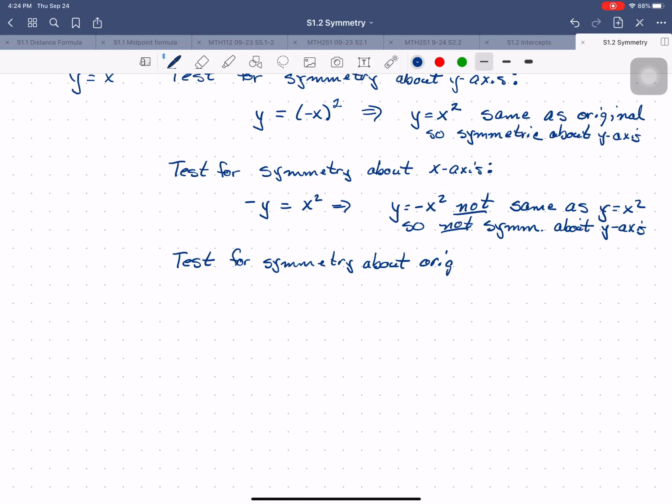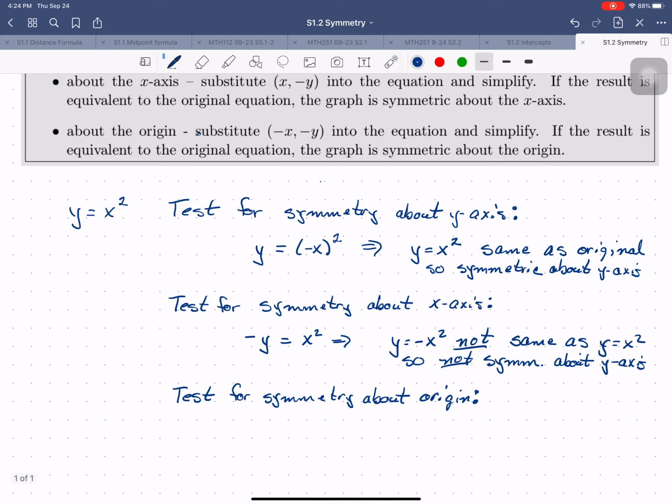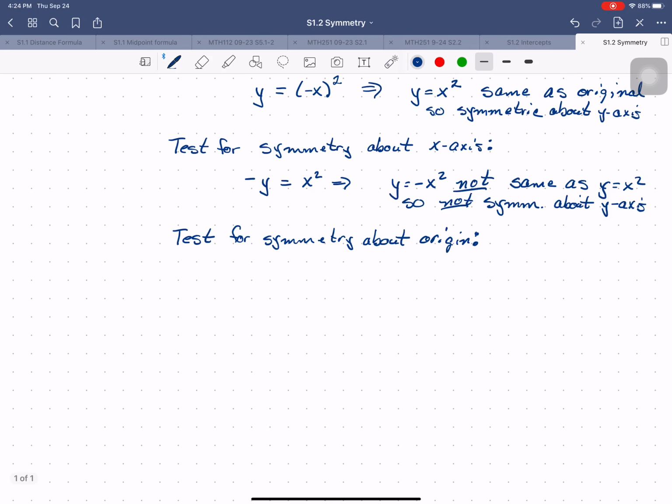But we're going to do it anyway. Symmetry around the origin says to replace x with negative x and y with negative y. So we're simplifying negative y equals negative x squared. We're going to simplify this. We get negative y equals x squared, which simplifies to y equals negative x squared.